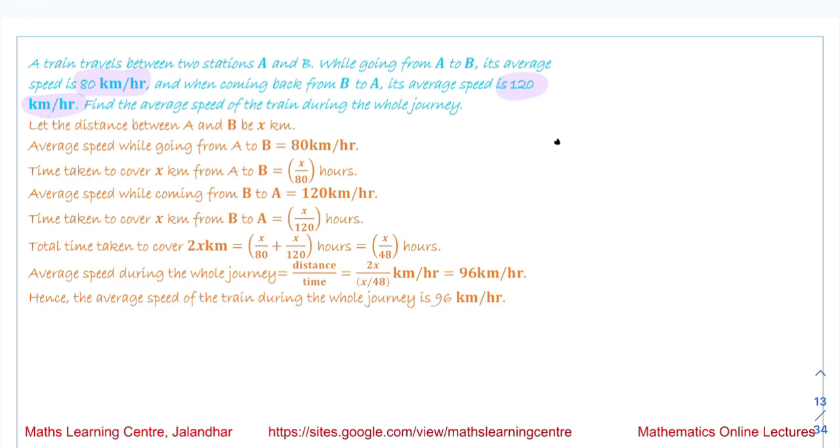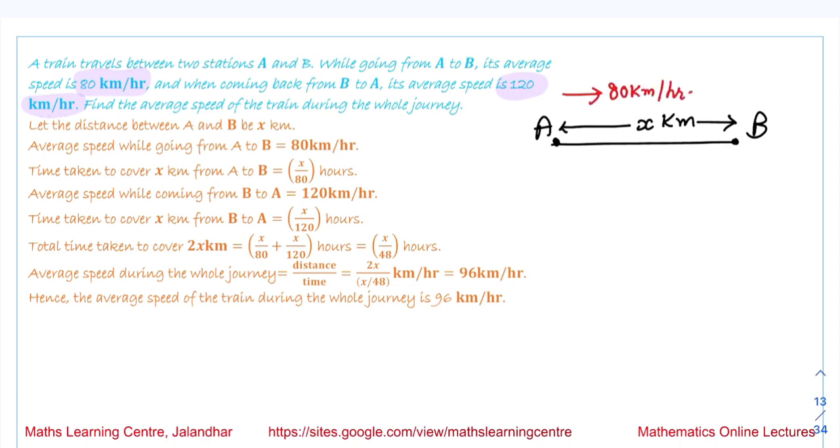So suppose these are the two stations A and B, and the distance between these two stations is x kilometers. When the train is traveling from A to B, its average speed is 80 km per hour. So the time taken by the train will be x by 80 hours.